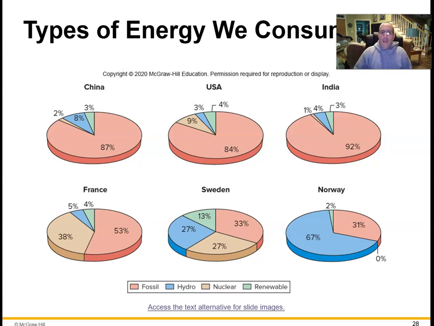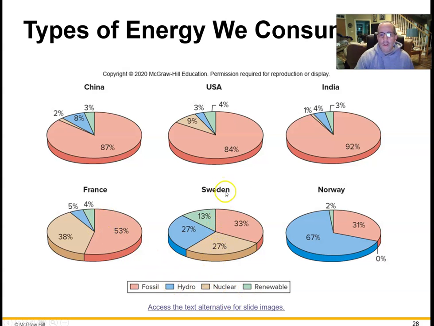So here is the types of energy that these countries use, and I want you to look at these just in comparison. So here's the big three that I talked about. Fossil fuels, which is your oil and coal, 87%, 84, 92. That's just unacceptable because that is not going to be able to be continued into the future. It's not sustainable. You look at France, they still use a pretty big amount, but they also have a lot of nuclear in France. They trust their people more, I guess. And they have some of the renewable and hydro.